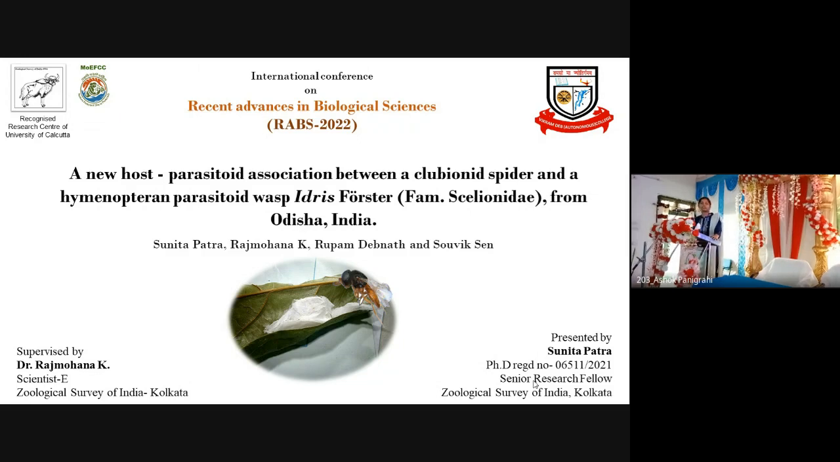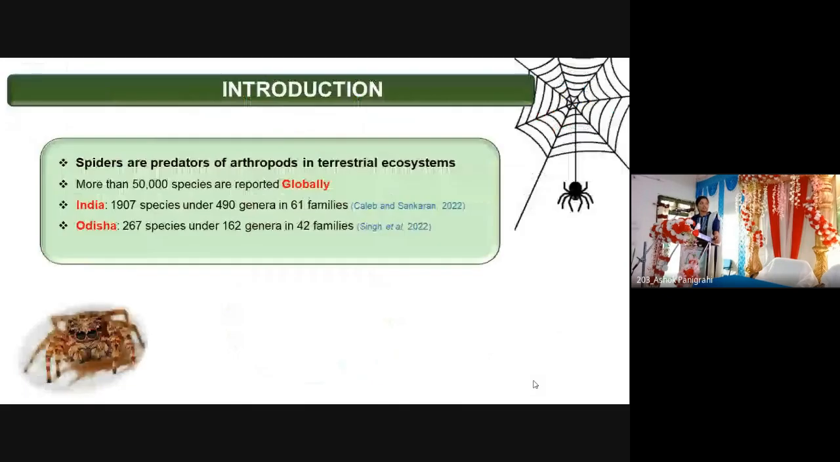working as a research scholar in the Biological Survey of India, presenting how parasitoids play a natural enemy role against a predator, taking the spider as the predator and the parasitoid Hymenoptera as the natural enemy. Spiders are a megadiverse group in our ecosystem and they can eat an enormous arthropod population.